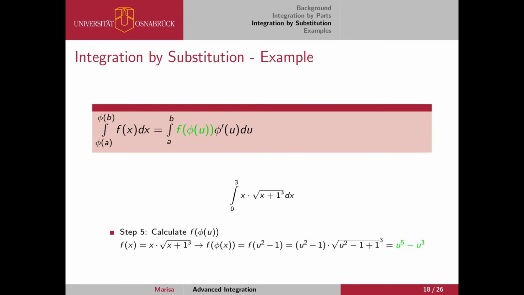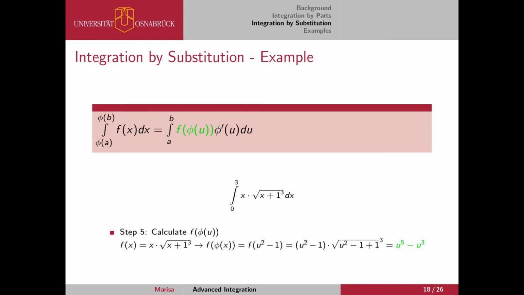Now in step 5 we want to calculate f of phi of u, because our formula tells us that we need it on the right side of the equation for integration by substitution, here marked in green. This looks complicated, but we already have all that it needs. We know what the function f is because it is the one that was given in our task. It is the one inside of the integral we are supposed to calculate. So in our case, f of x is therefore x times the square root of x plus 1 to the power of 3.